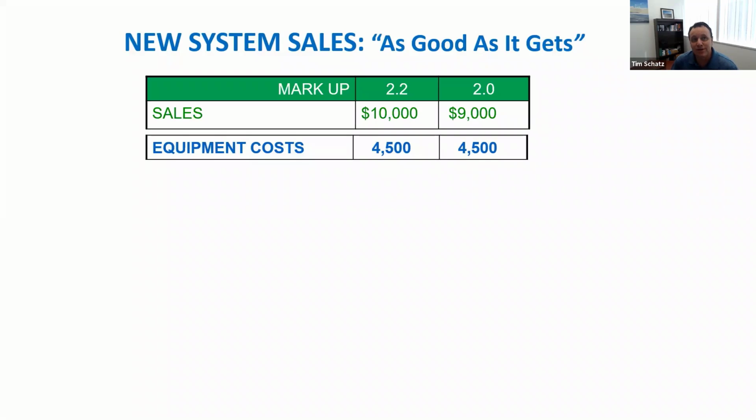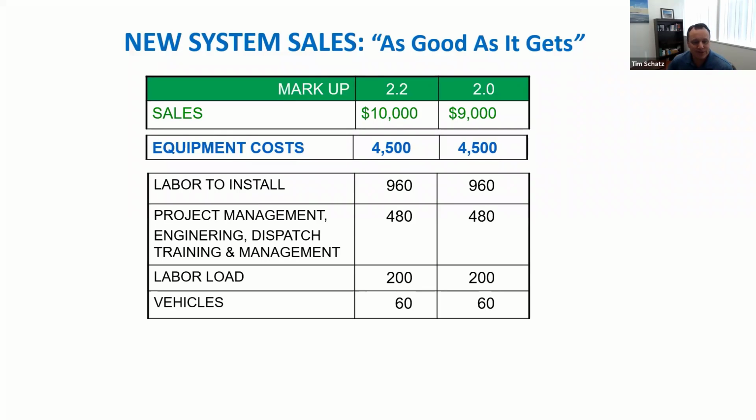In a 2.2 scenario, you're going to charge 10 grand. In a 2.0, you're only going to charge $9,000. And again, it's not uncommon to see something that you're looking to get 10 grand for, you go ahead and get the sale at $9,000. And this doesn't seem like a lot.